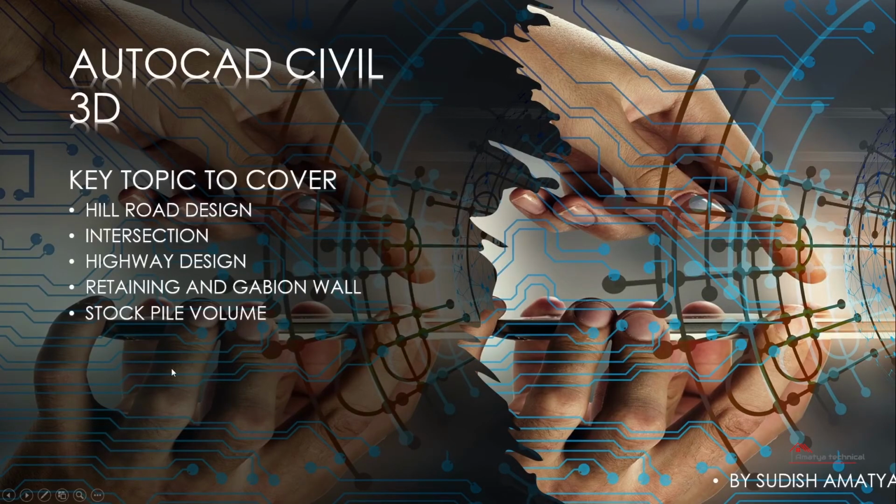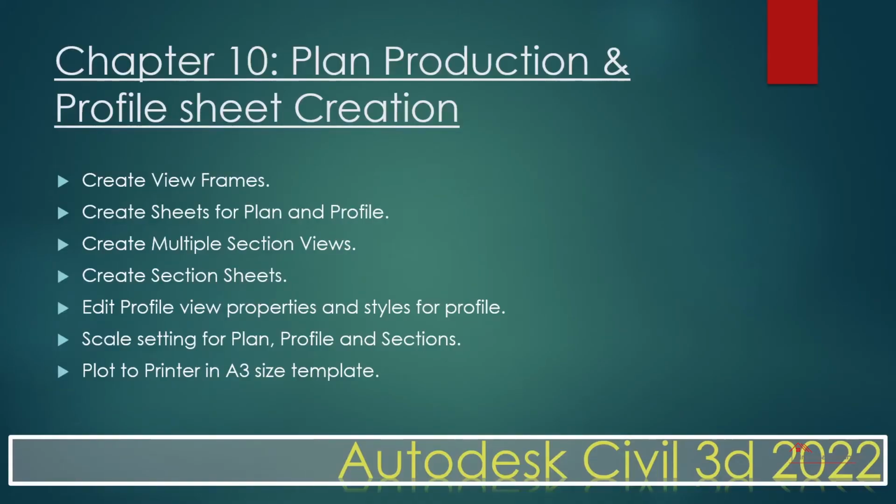So, out of this key topic, we have already covered the stockpile volume and we are in the second last stage of designing of hill road. In this chapter, chapter 10, we're gonna learn how to create plan production and profile sheet creation. This will be one of the most important chapters as it deals with the production of the work we have worked on. So here we're gonna learn how to create view frames.